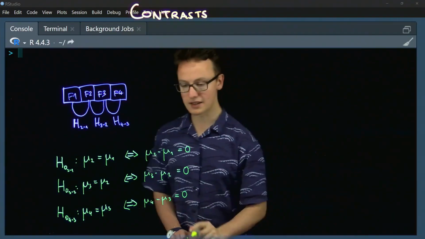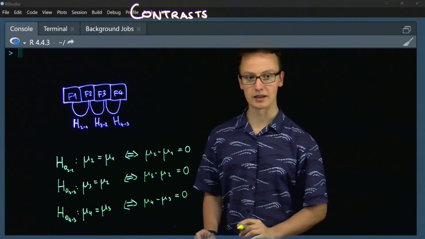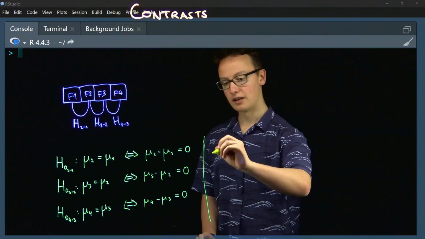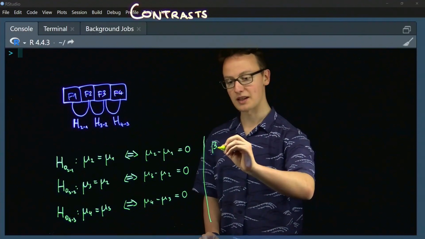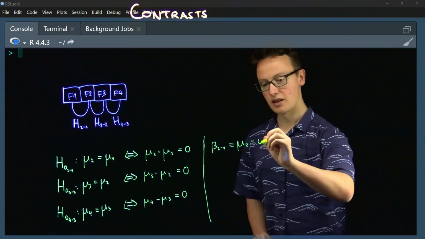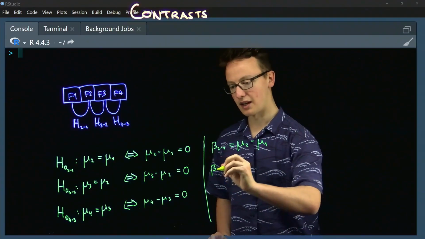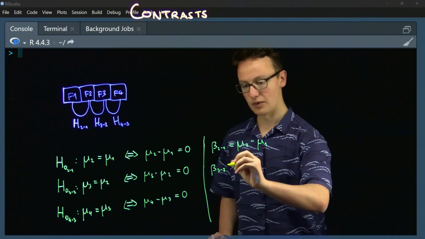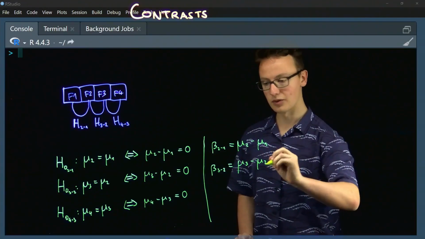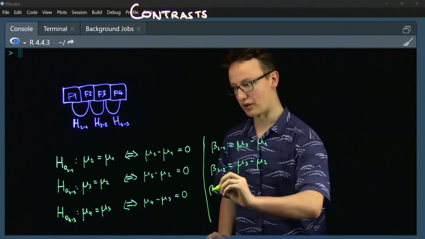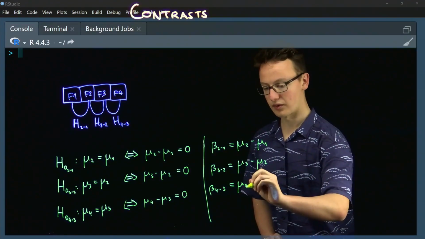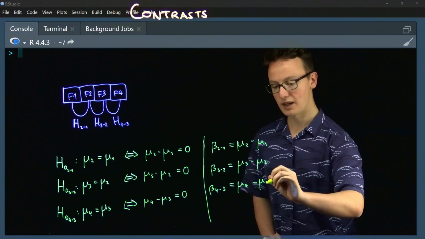And so in each of these cases, this difference is the slope to be estimated. So in the first case, the beta for the comparison 2 minus 1 is exactly this difference, which the null hypothesis assumes to be 0. The beta for the next comparison would be equal to the difference between the mean of the third and the second group, and the beta for the last one would be equal to the difference between the fourth group's mean and the third group's mean.